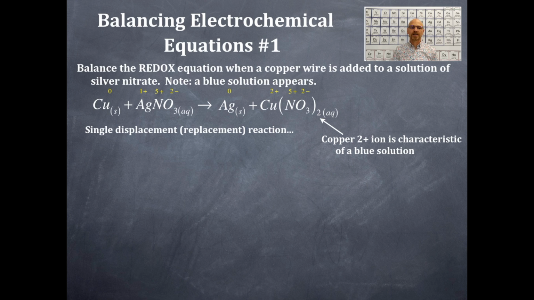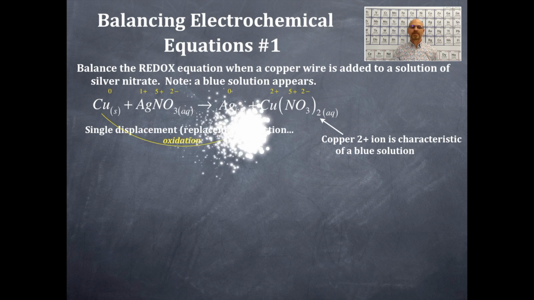The other change that's occurring is the silver on the reactant side is a 1+, and on the product side it's a 0. So for the copper, I have a 0 charge on the reactant side going to the +2 on the product side, and that's an increase in oxidation number. Since that increase in oxidation number is characteristic of oxidation, I have just labeled this as an oxidation half reaction, if you will.